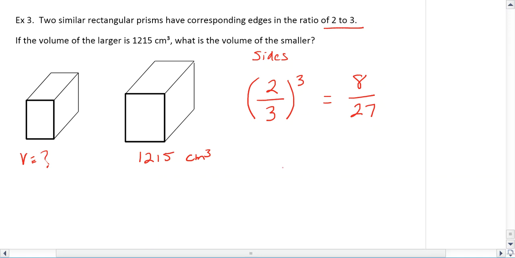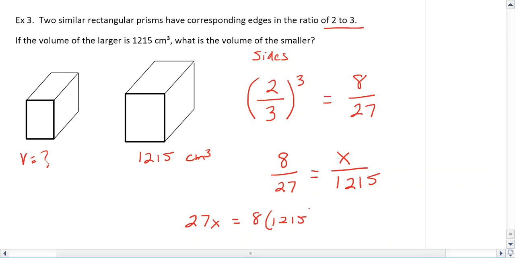So let's set this proportion up now. So I have small over large, and again, it doesn't matter which way you do it, just be consistent. We do not know the volume of the small rectangular prism, so I'll call that x, and we are given that the volume of the large one is 1,215. So now we need to solve this by cross multiplying. So I have 27 times x is equal to 8 times 1,215.